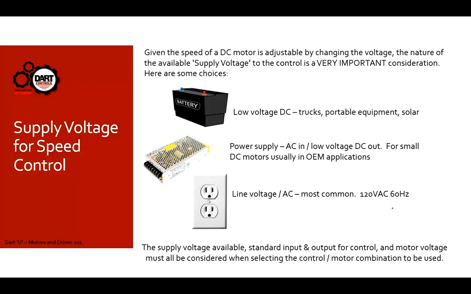So this is what's important. You need to know this. Think about the supply voltage, the standard input and output voltages for controls, and the motor voltage. You really need to think about all three when you're choosing the components of your system. You don't want to have a 120 volt in, 90 volt out control try to run a 12 volt motor. It's not a good match.